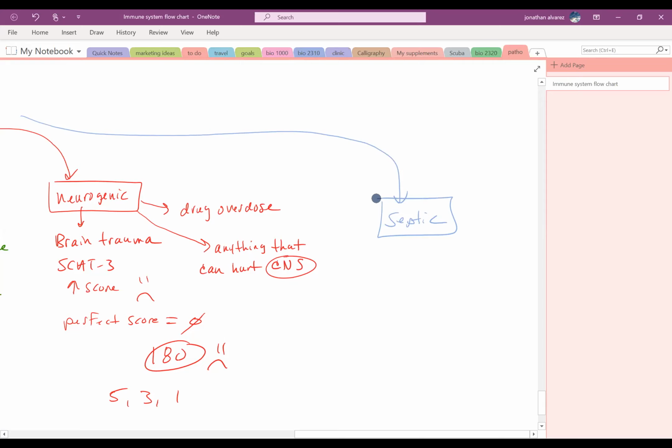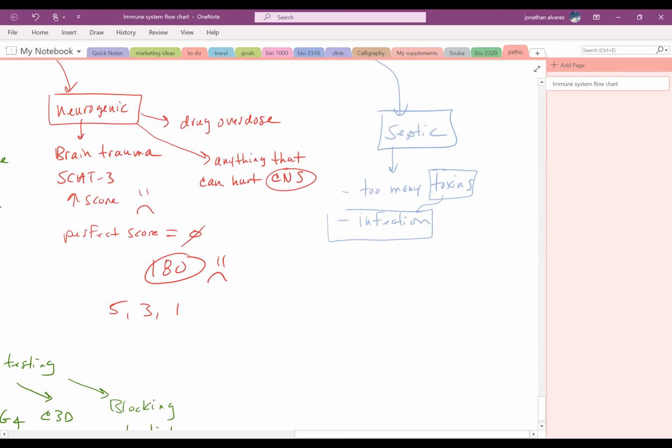Okay, septic. And really, that's too many toxins. Okay, too many toxins. Infection, right? So the toxins can lead to, well, it is an infection, right? Toxins is an infection, but if the infection is bad enough, it creates problems. So examples would be things like E. coli, pneumonia.